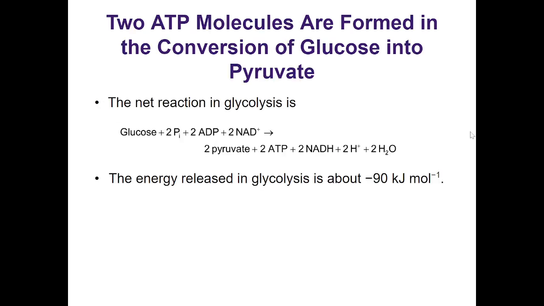Now again, our net reaction in glycolysis is going to be glucose plus 2 orthophosphates plus 2 ADPs plus 2 NAD pluses. This yields 2 pyruvates, 2 ATP, 2 NADH, 2 H pluses, and 2 waters. Okay? That would be your overall reaction for that entire pathway. The energy released in glycolysis is going to be about negative 90 kilojoules per mole. And so that's your thermodynamic driving force for this overall reaction.